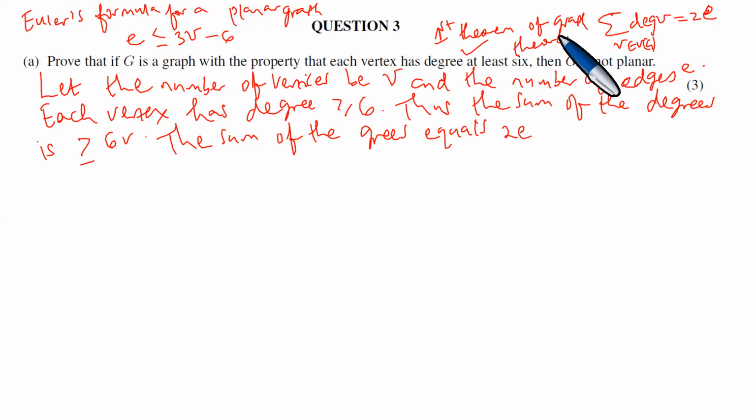First theorem of graph theory: the sum of the degrees equals twice the number of the edges. In view of the first theorem, if you add the sum of the degrees, you get twice the number of the edges. And we observe, hence, that twice the number of the edges is at least 6V.